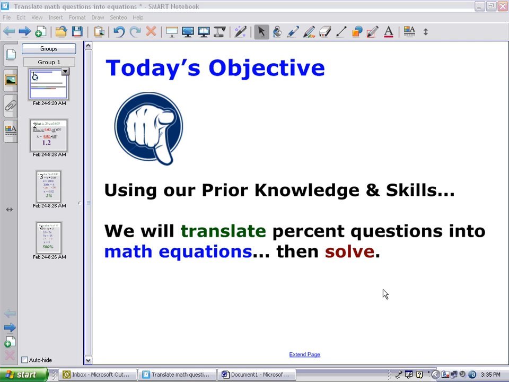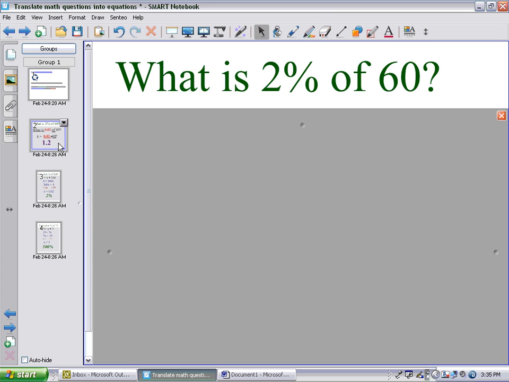Today we are going to use our prior knowledge and skills of basic percents, decimals, and fractions to translate percent questions into math equations, and then we're going to solve them. Our first example is what is 2% of 60. Now, before we begin, there's one simple rule.